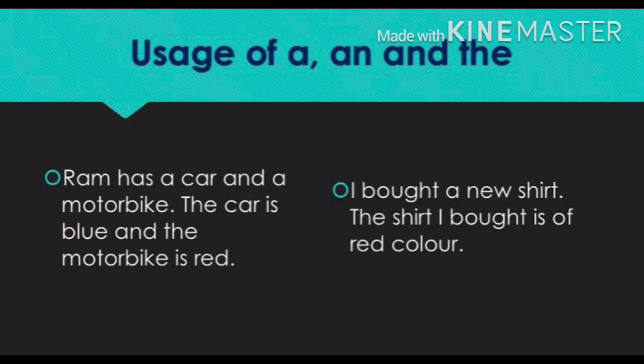But in the second sentence, we used the with car as well as motorbike because now we are talking about a particular car and motorbike which we were already talking about. That is, we are mentioning them for the second time. So we have used the.